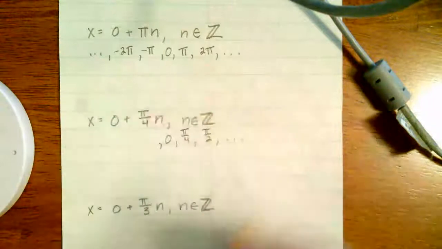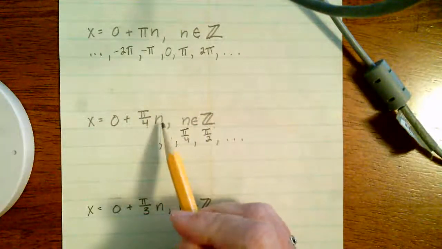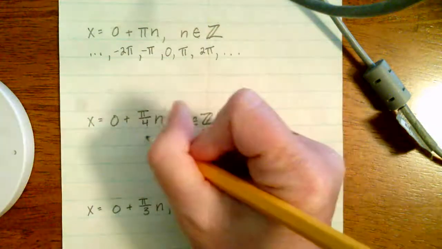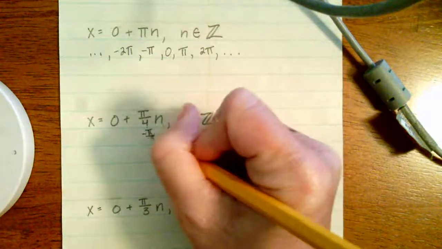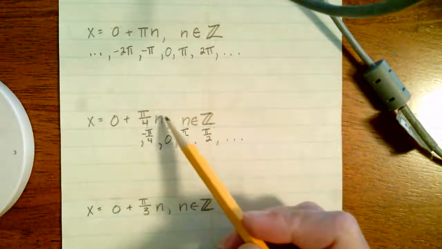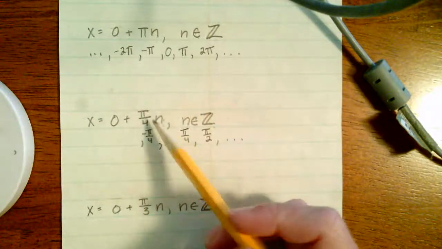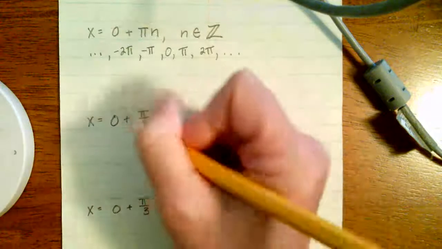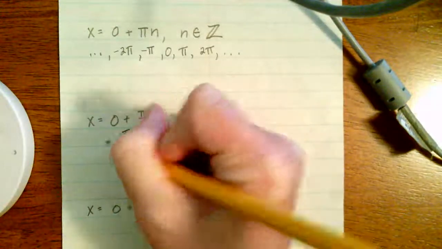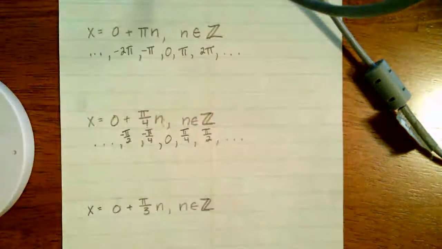In the negative direction, pi over 4 times negative 1 would be negative pi over 4 plus 0, so we have negative pi over 4. And negative 2 times pi over 4 would give me negative pi over 2, plus 0 would be negative pi over 2. Again, it would continue in this direction.